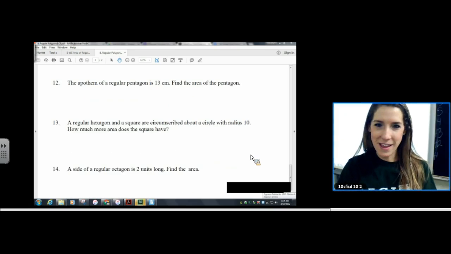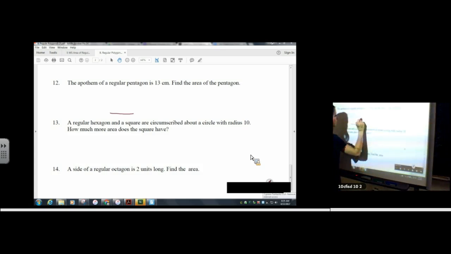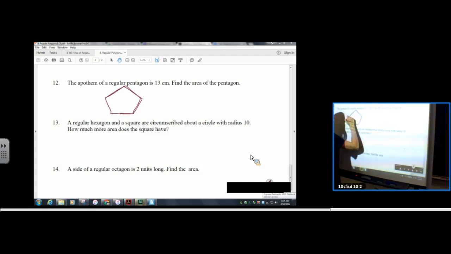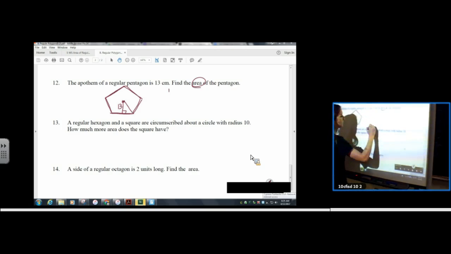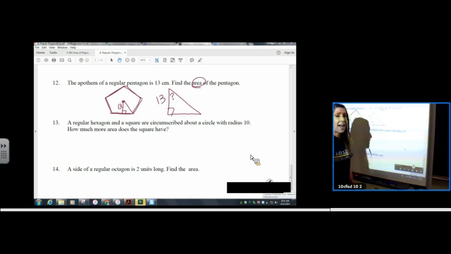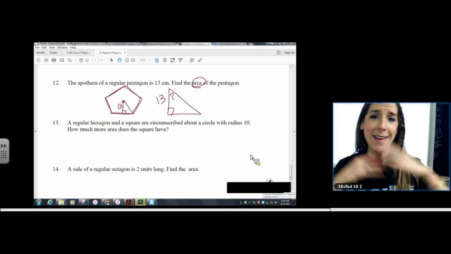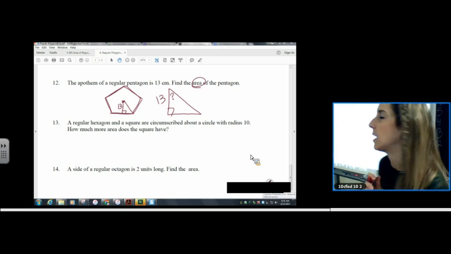Number 12, the first one that you've asked me that we're going to actually use trigonometry on. The apothem of a regular pentagon is 13. Find the area. All right. Good old trusty right triangle. I like finding that top angle. I think 360 divided by 10 is easier than (n minus 2) times 180 divided by 2n. But as always, that decision is up to you.